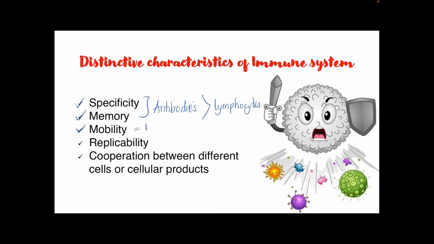That includes the T and B lymphocytes. Also, it includes the antibodies or the immunoglobulins, the complement, and other hematopoietic cells. Also, the cellular components of the immune system can replicate, so replicability. And lastly, there is cooperation between cells or cellular products. This cooperative interaction involves specific cellular elements and other non-lymphoid elements, and also cellular products.